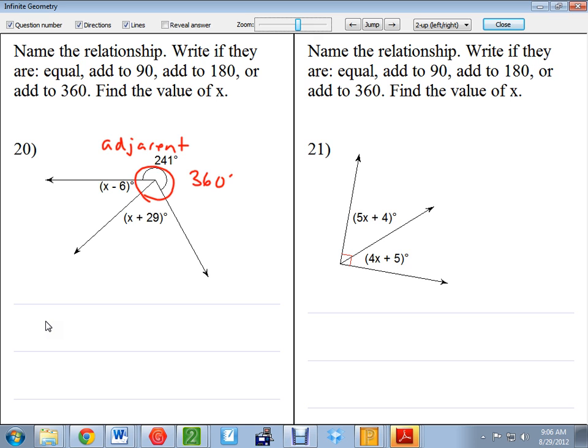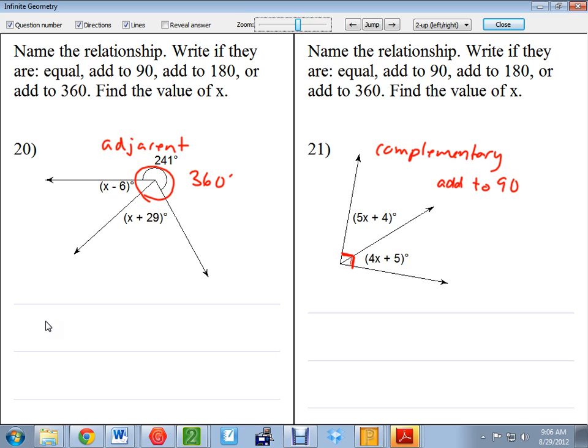On number 21, this relationship, since there is a little box in the corner, are complementary. And complementary angles add to 90. So these are the relationships that we're going to try to write equations to represent and then solve the equations.